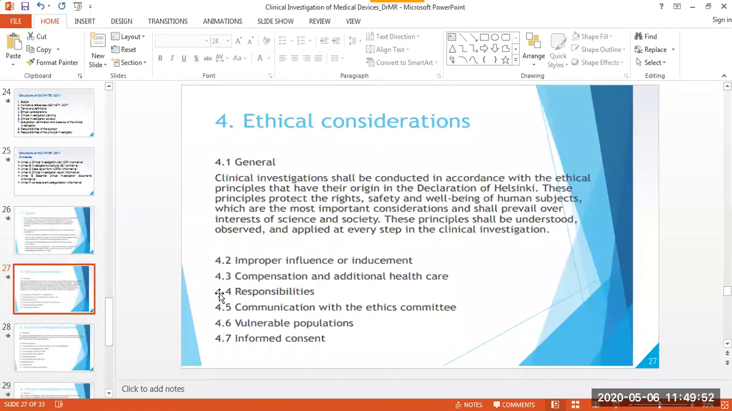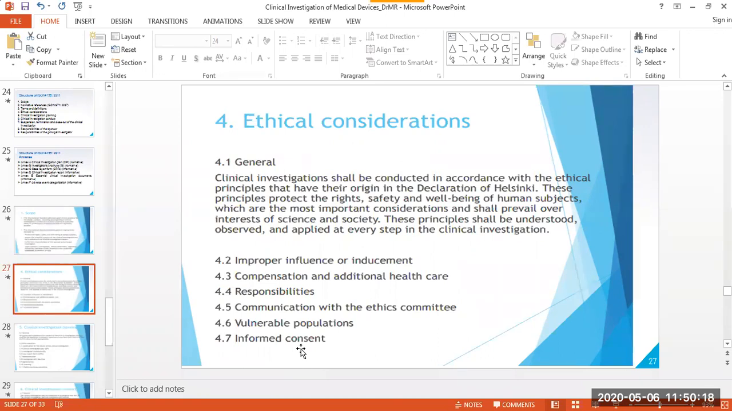4.3, compensation and additional health care. 4.4, responsibilities. 4.5, communication with the ethics committee. 4.6, vulnerable populations. 4.7, informed consent. All these are the different subtopics and sub-chapters that come under ethical considerations. Each and every one is very important and has to be followed by the sponsor.